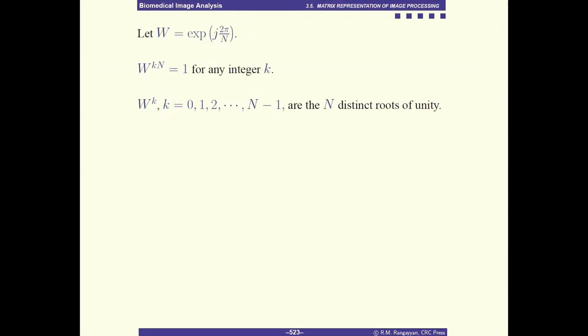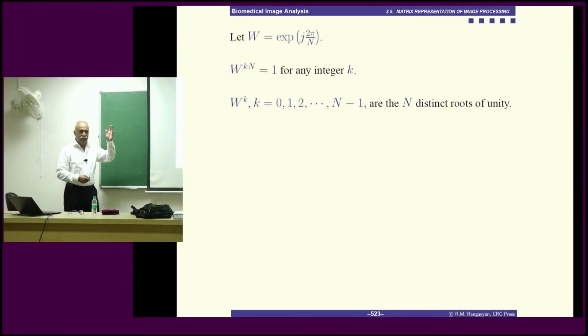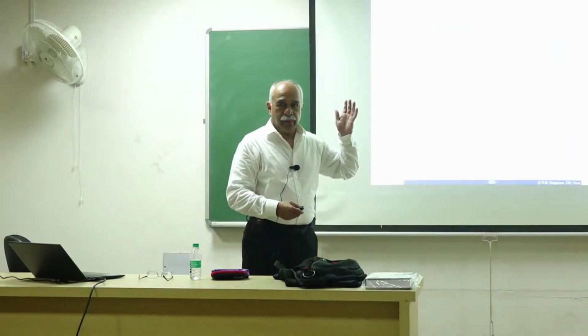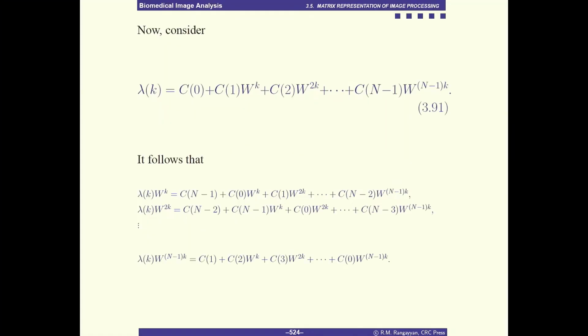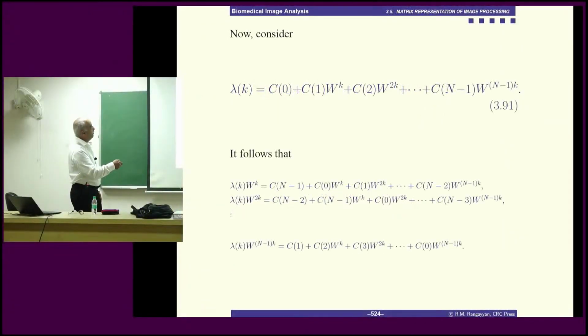So again, let's represent W as exponential j 2 pi over n. W to the power capital N will be equal to 1. And W to the k, for k equal to 0 to n minus 1, are the n distinct roots of unity that form the basis functions of the DFT. We saw the unit circle and those values of W earlier. Now consider this lambda k formed by multiplying the first row C0, C1, up to Cn minus 1 with this series of W values. W0 is 1, W to the k, W to the 2k, and so on, up to W to the (n minus 1)k.